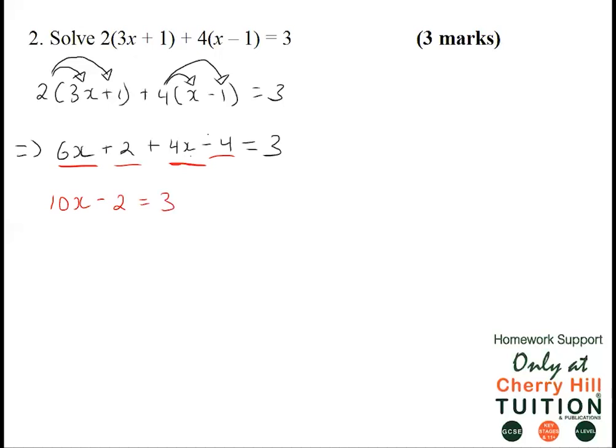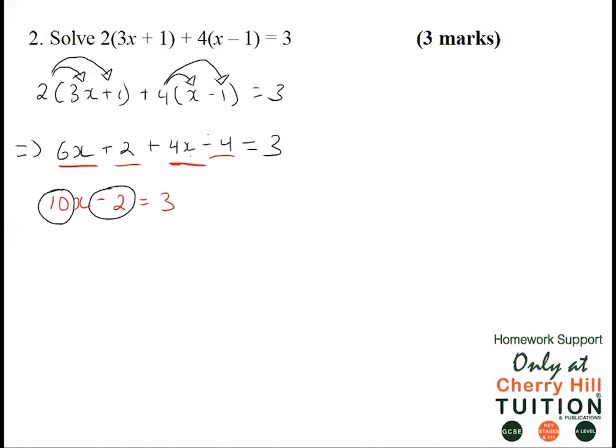Okay? So when solving for x, we need to ask ourselves, what is stopping the x from being on its own? Hopefully you can see that it's the minus 2 and the multiplied by 10 that are both stopping the x from being on its own. Now, step by step, we need to eliminate both of these in order to get x on its own. So let's start with the minus 2.